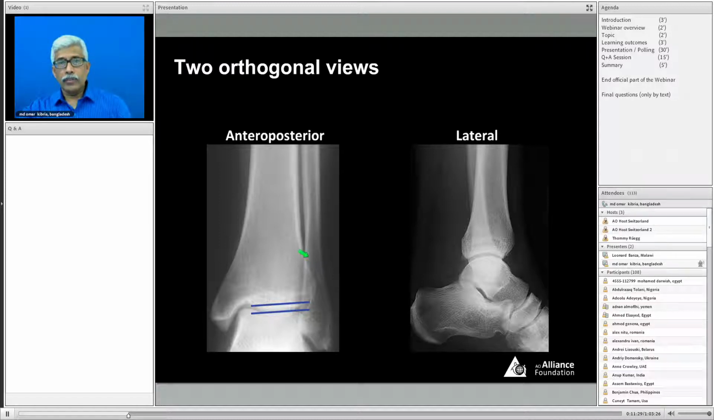In the lateral view, as you can see, you can appreciate the fractures of the fibula, which may be oblique, going upwards, and at which place, and you can appreciate the talar displacement as well. So these two views can give you a lot of information.